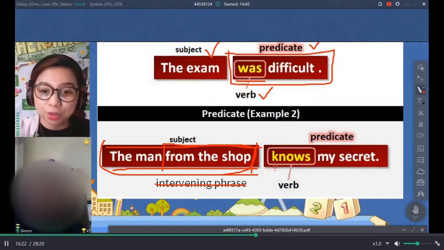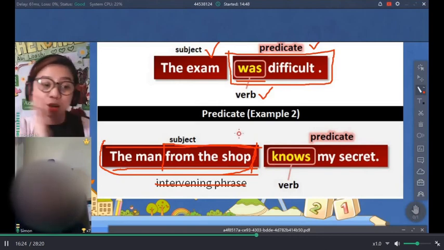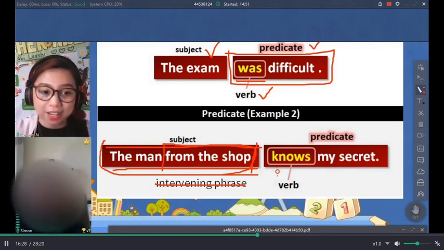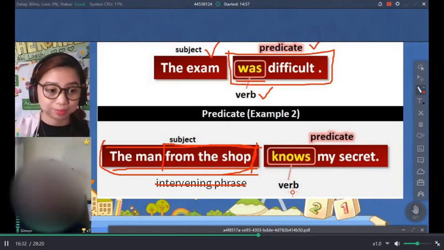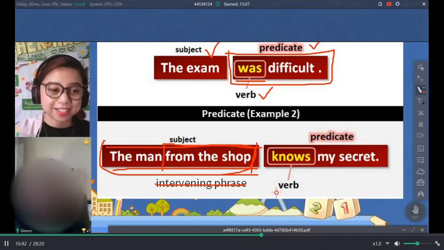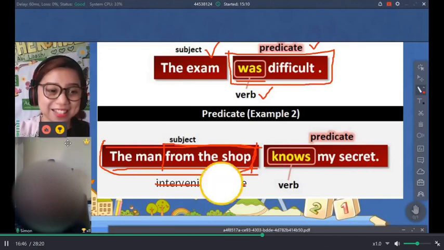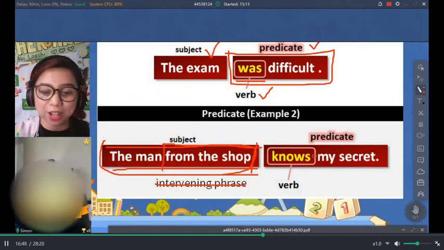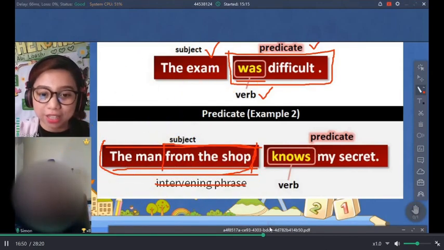Okay. So here, this is the subject. It is longer. I understand. And this is the predicate. This predicate contains the verb and object. Yes. That's right. Okay.